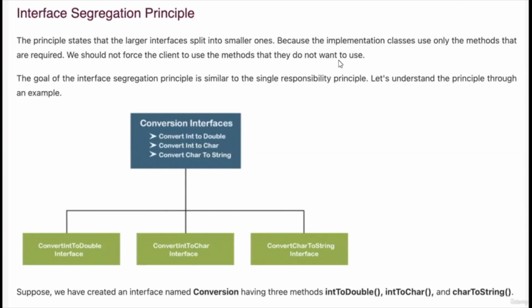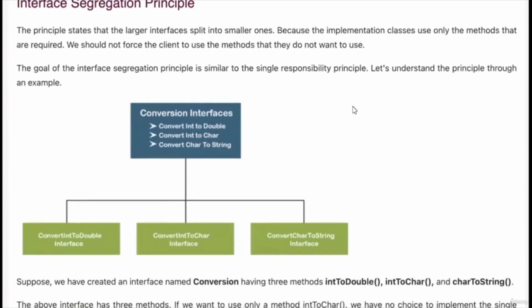Those classes which use those methods will implement the small interface, and others will not implement it. So this principle enforces us to make granular interfaces, and classes only implement those interfaces whose methods they are implementing. No class will implement an interface which has methods it will never implement. That is the main goal of the Interface Segregation Principle. The goal is similar to the Single Responsibility Principle. So yeah, we can see an example of that.